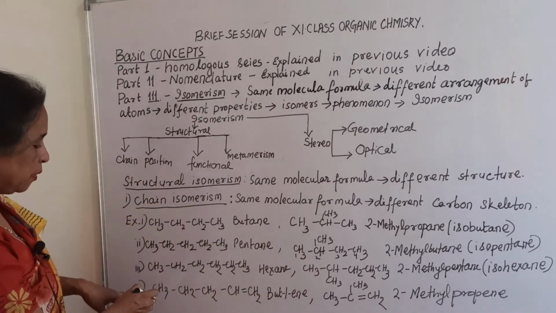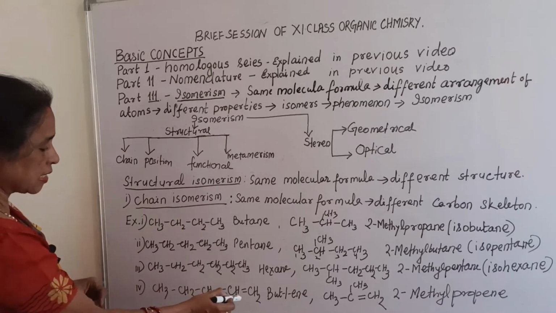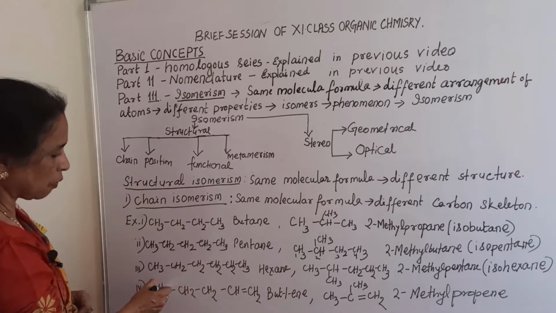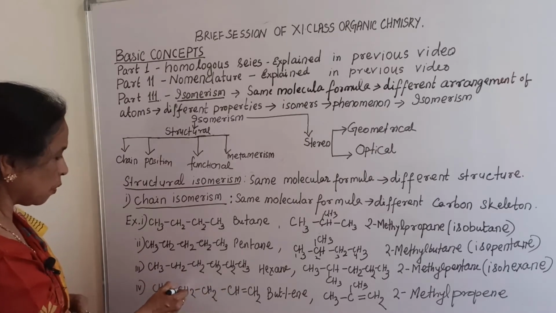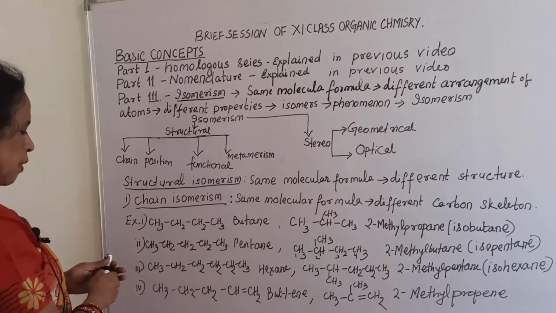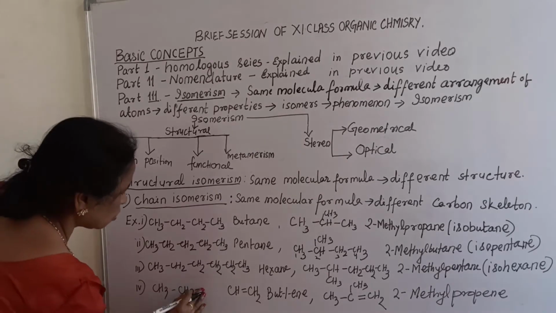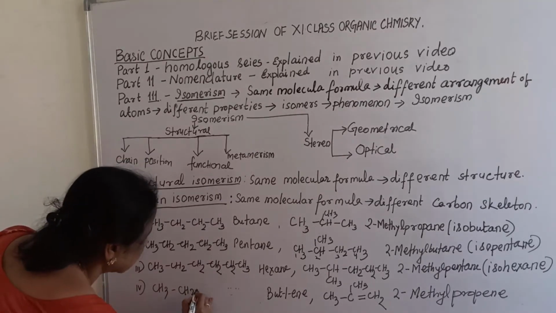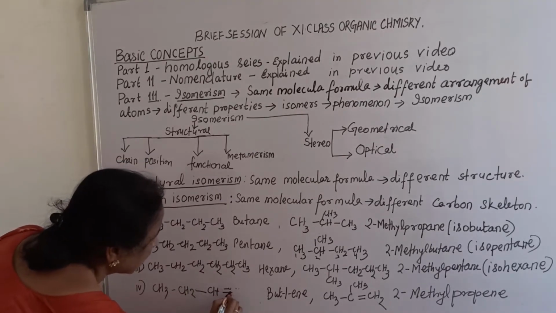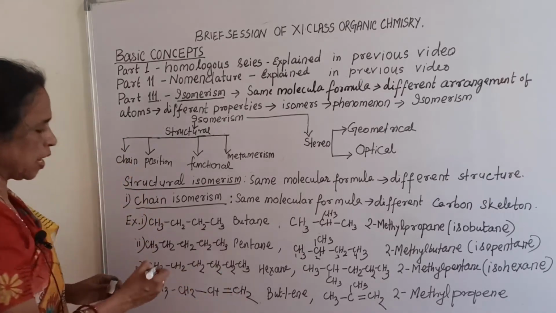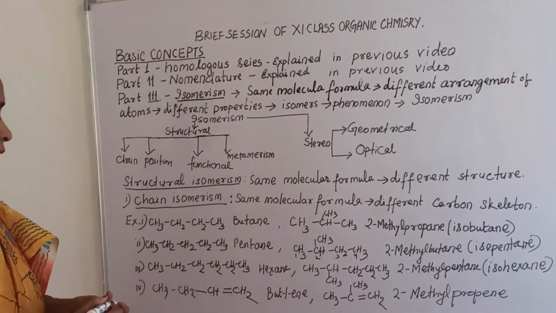Again, the next example, where there is a double bond, and 1, 2, 3, 4, 5. Now here one CH2 is to be cancelled, so it is CH3, CH2, CH2. Then it is known as but-1-ene. Why?